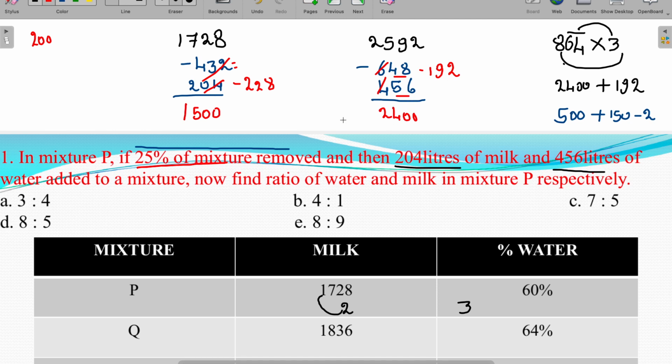So 2400. But the final question they are asking is, what is the ratio of water to milk, which means 2400 is to 1500. If I do the ratio, 3 8s are, 3 5s are, your final answer will be 8:5. It's a mains question. You have to do it like this only. So slowly, and the numbers you have to do fast. That's it. Very simple, not so difficult. That's the first question. I hope everyone understands.